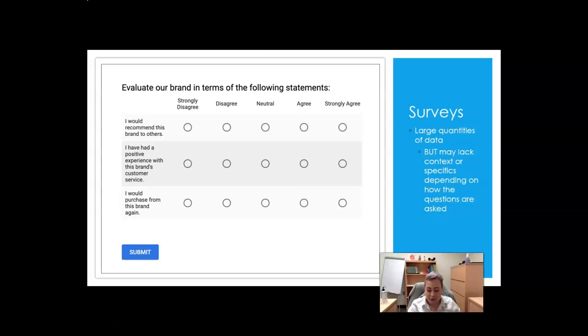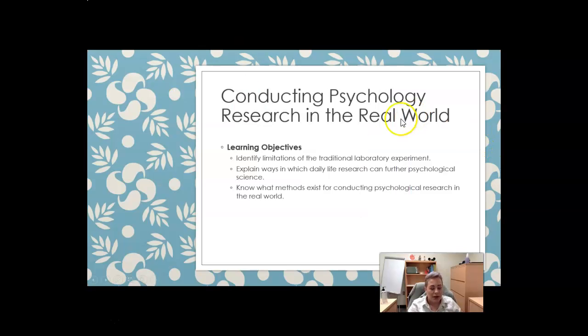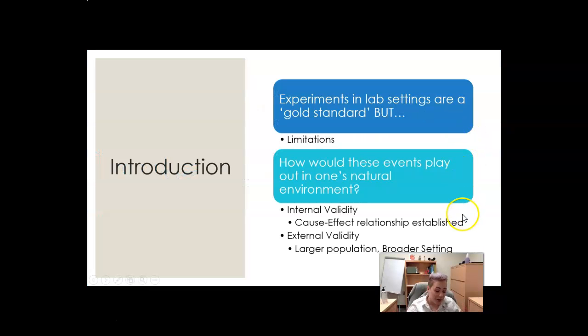topic. Now, let's move on to conducting psychology research in the real world. I spent all this time talking about how wonderful experiments are, because we have internal and external validity. It establishes cause and effect, and we can see a broader pattern. But is that how it happens in the real world?